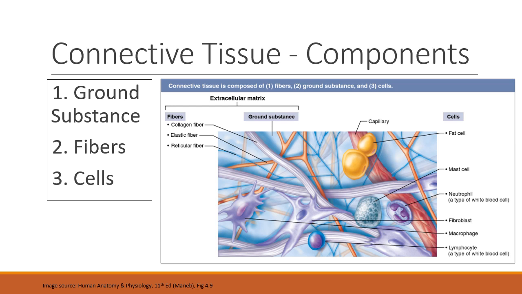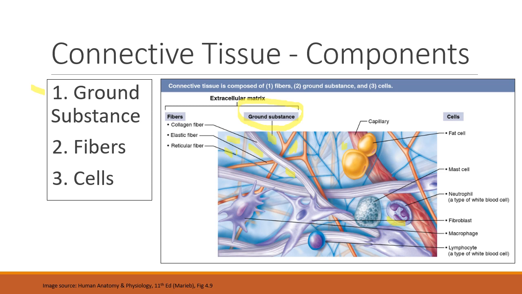So let's take a look at some common components of connective tissue, and this is kind of a connective tissue proper, perhaps. But essentially we have 3 main things. We have what's called the ground substance right here. That's this stuff that's in between these other things, right? That's in between the fibers, in between the cells, ground substance.